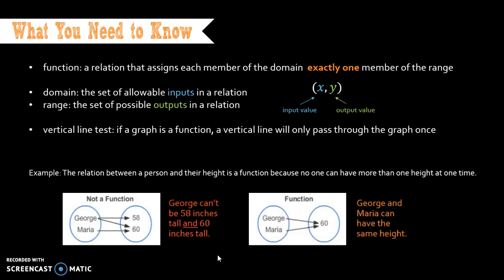This one is a function because I have one value in the domain matching to my one range value. It's okay if two separate domain people go to one range value right here. That's fine. George and Maria can have the same height. That would be okay. One x value matching to the one y value is okay. But over here we had our one x value matching to two separate y values, and that is not okay.